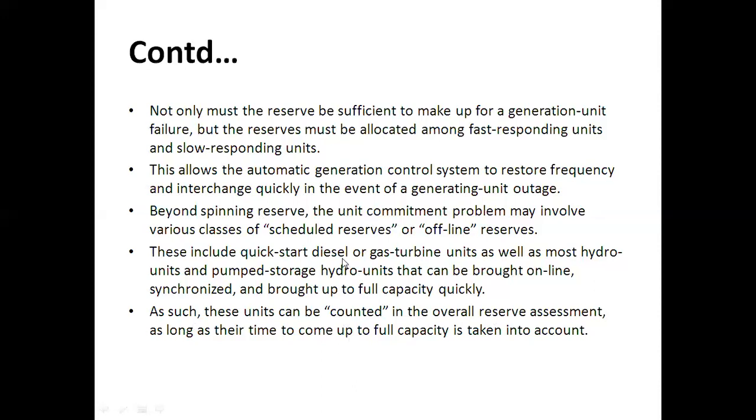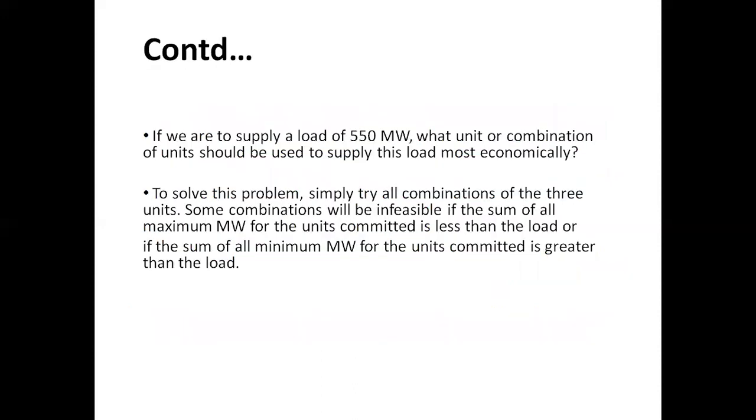So this is another important criteria in order to design the conception of spinning reserve. Say now we are taking a problem: if we are to supply a load of 550 megawatt, what unit or combination of the units is to be used to supply this load most economically? To solve this problem, simply try all combinations of the units.